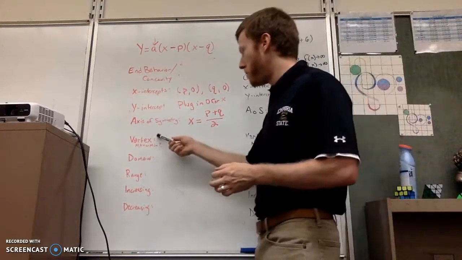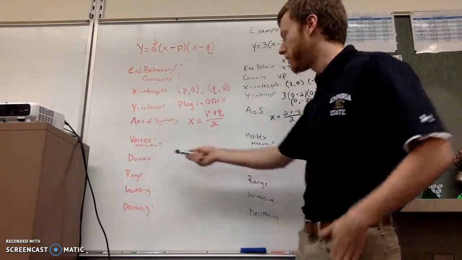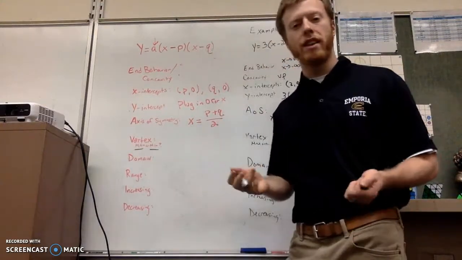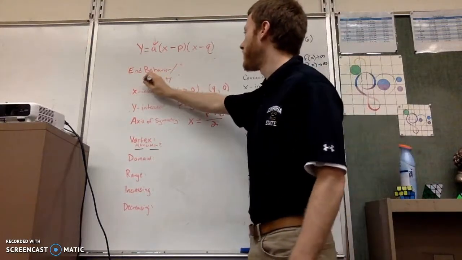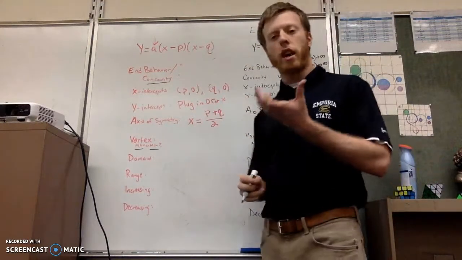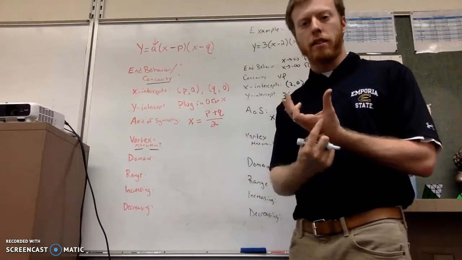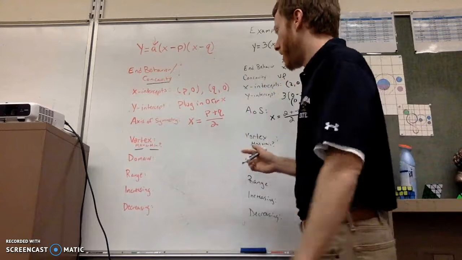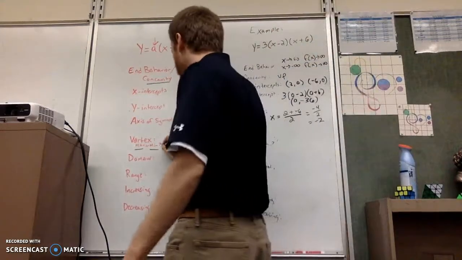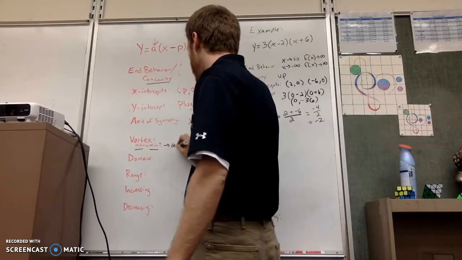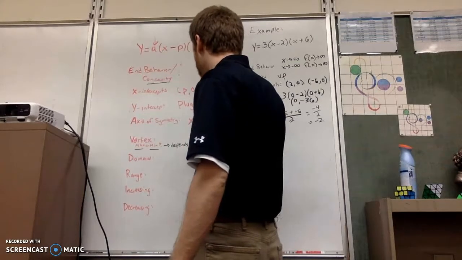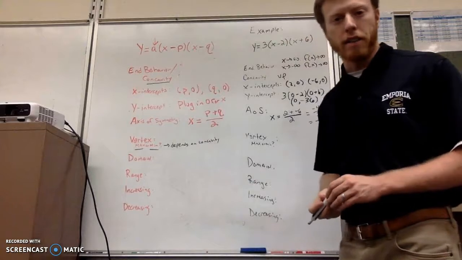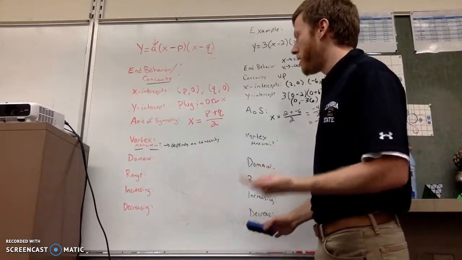Vertex, real quick, before we move on to the other half of the vertex, max or min, okay? Max or min, which one is it? Well, it depends on the concavity, right? Okay, so if it's concave up, then it's going to have a minimum. If it's concave down, it's going to have a maximum. Okay? So it just depends on concavity. Depends on the concavity.